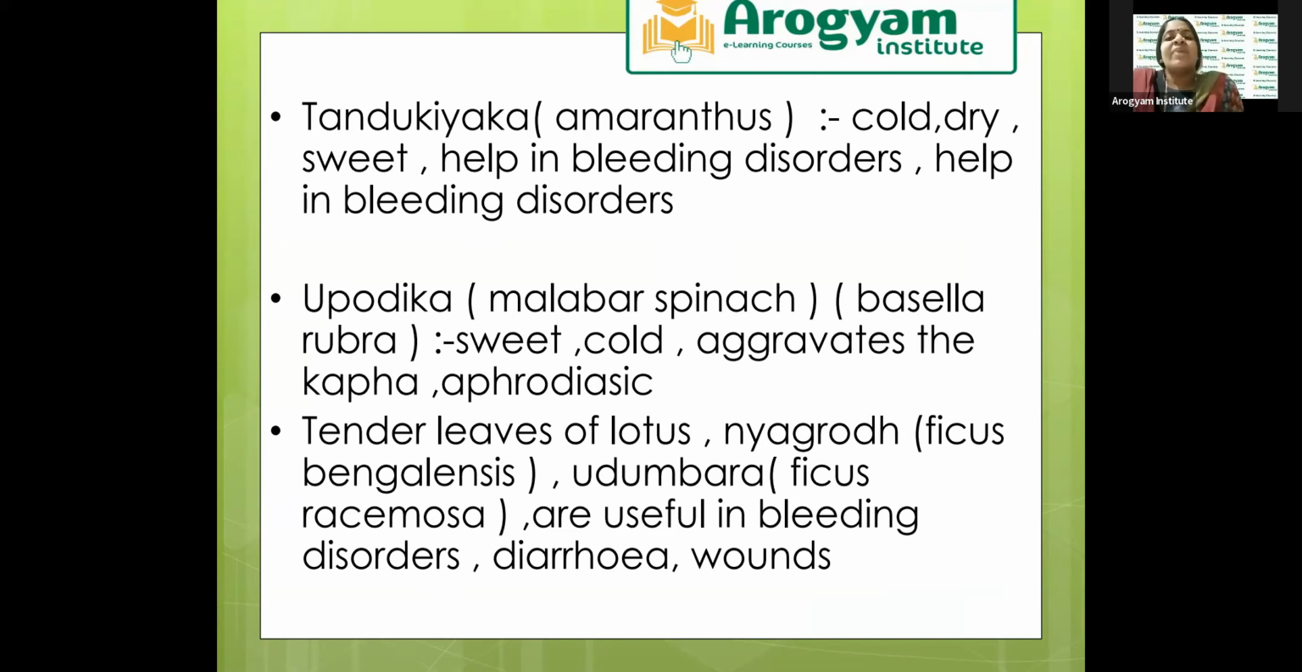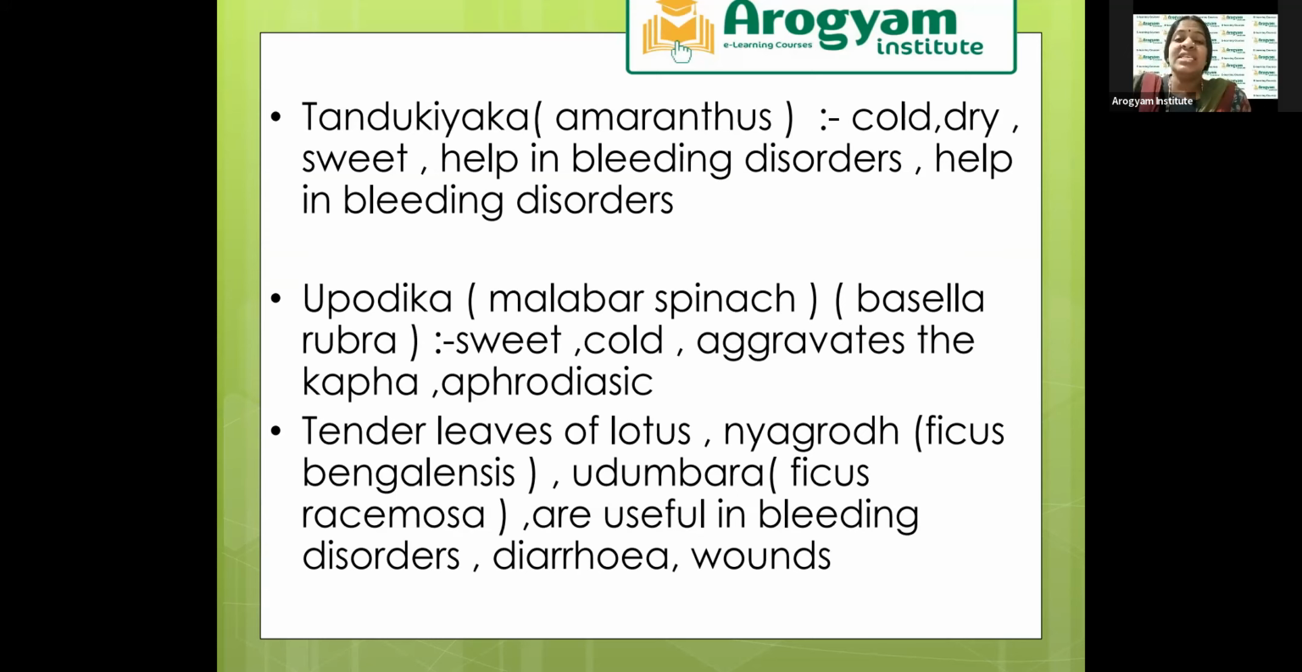And then Upodika is Malabar spinach, which is available mostly in the coastal regions of South India. Basella rubra. There is one more white variety called Basella alba. It is a climber. So it is rich in all minerals and vitamins. It is sweet, cold, aggravates kapha, a very good aphrodisiac. Then tender leaves of lotus, nyagrodha, that is bargad ka vriksh.